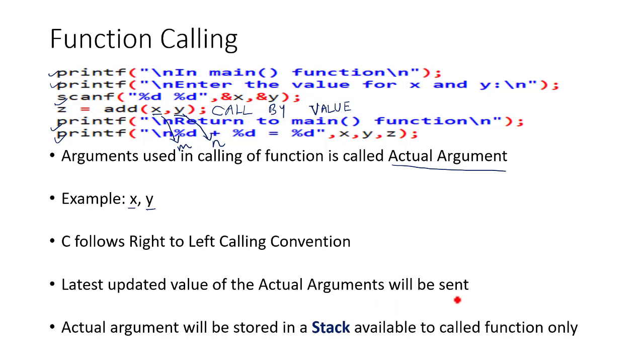Now the last point is very much important. The actual parameter will be stored in a stack available to the called function only. So it will use a linear data structure called stack, and that stack will be available to that function only. Stack is nothing but a sequence of memory space available to each and every function.